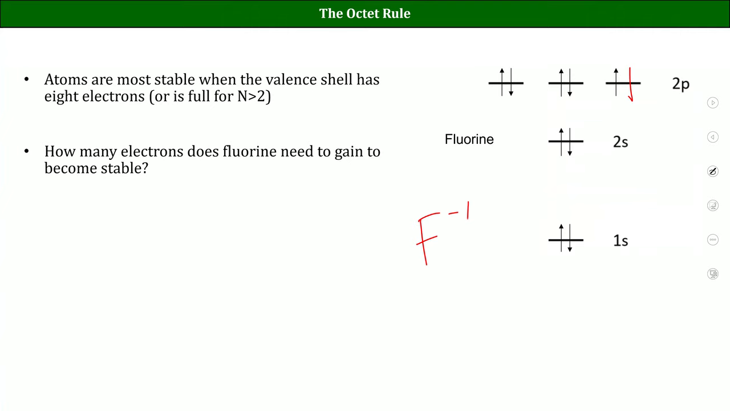And fluorine is also a prime example of why we frequently write one minus instead of minus one. You can see how if it was minus one, it'd be really easy for that to look like it's just part of the F. So one minus is a lot easier to make sure that you're not mixed up there.